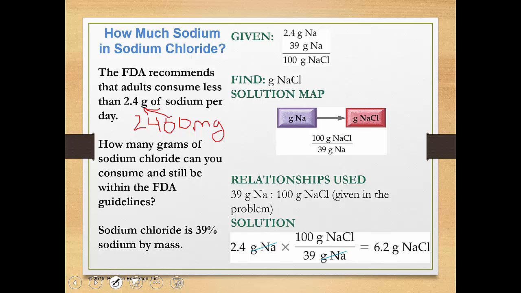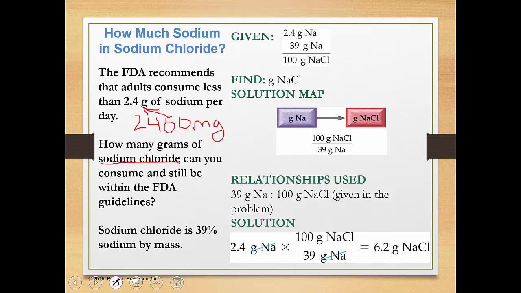We're not consuming sodium metal, heaven forbid. We saw how reactive sodium metal was. I don't think you want to eat that. So the question is, if we can have 2,400 milligrams of sodium, what does that correspond to in terms of the sodium as we are consuming it, which is sodium chloride or table salt? How much table salt can we have and still be within these guidelines?